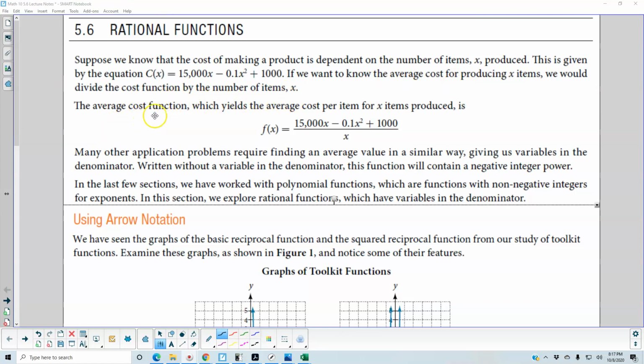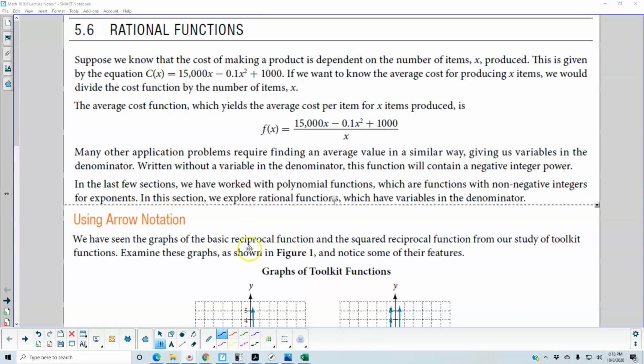The average cost function, which yields the average cost per item for x items produced, is f(x) = (15,000x - 0.1x² + 1,000) / x. Many other application problems require finding an average value in a similar way, giving us variables in a denominator. Written without a variable in a denominator, this function will contain a negative integer power.